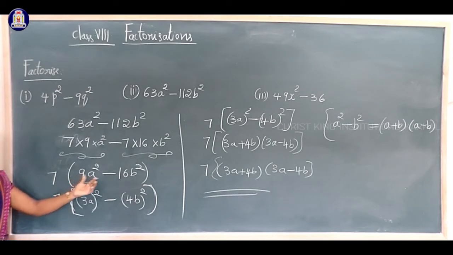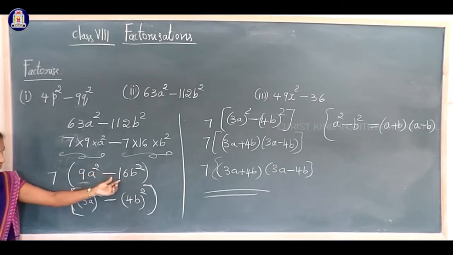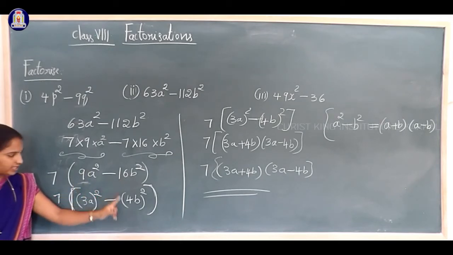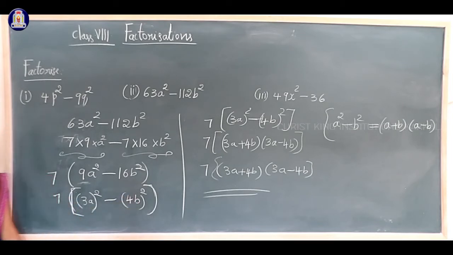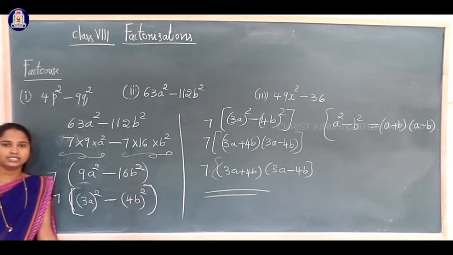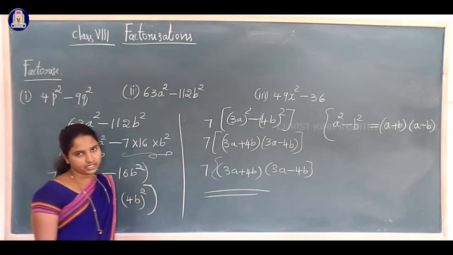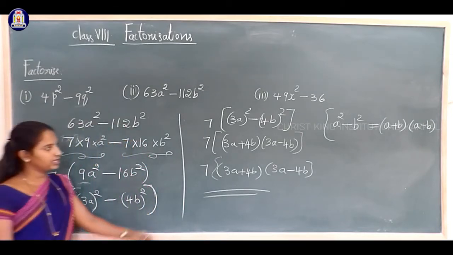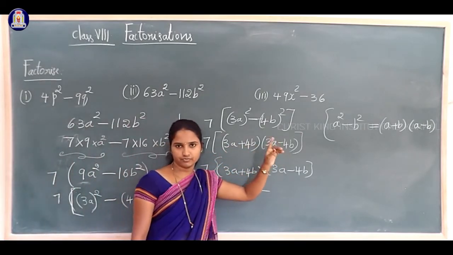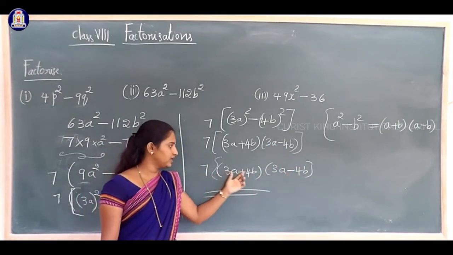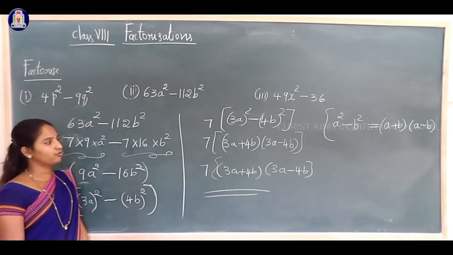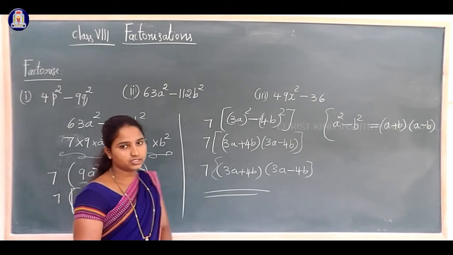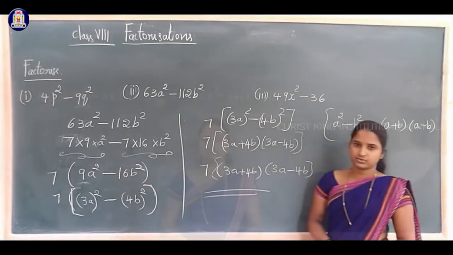Next, if you observe this, we got perfect squares here, 9 and 16. So 9 can be written as 3a the whole square and 16 can be written as 4b the whole square. So again we can use the third identity, a square minus b square is equal to a plus b into a minus b. So we can write the a plus b form and the a minus b form. So finally we get the factors 7, 3a plus 4b and 3a minus 4b. Clear? So this is the factorization of 63a square minus 112b square.